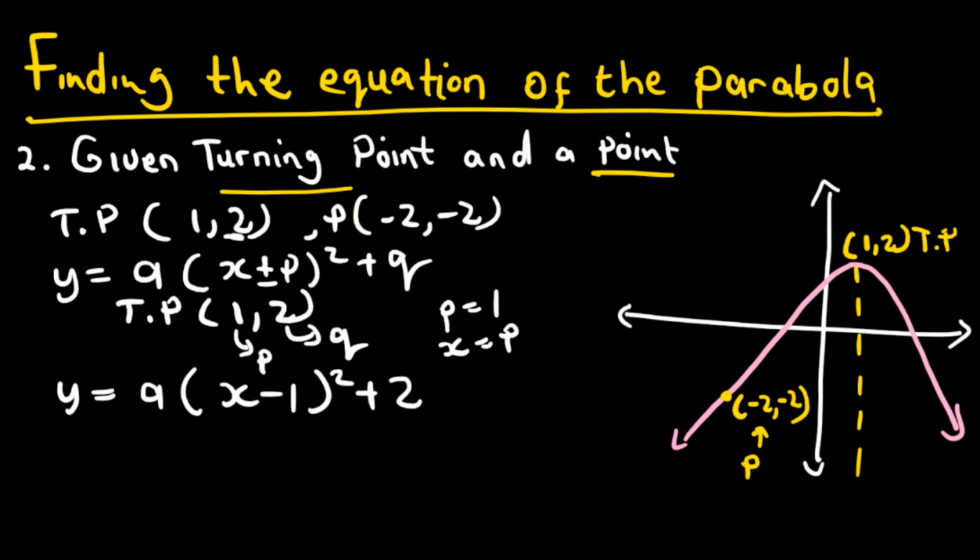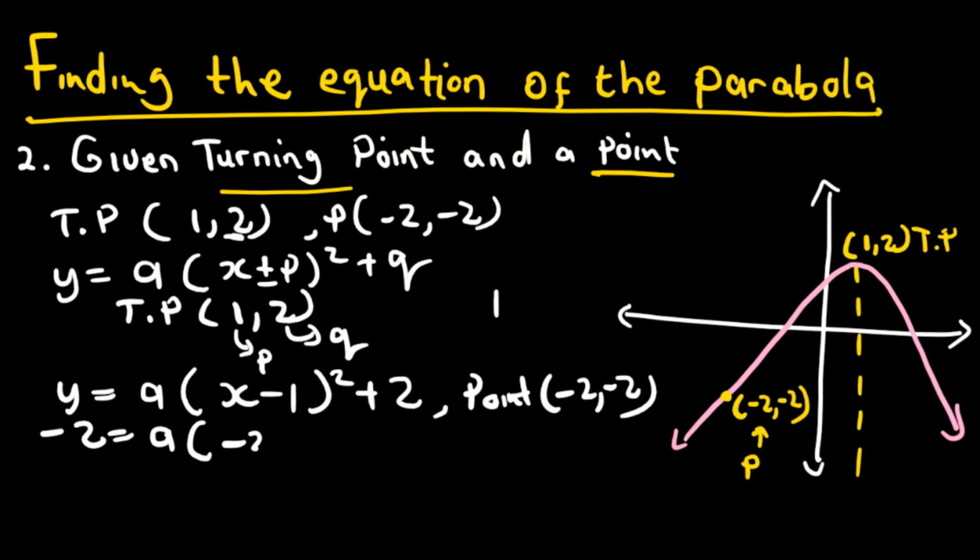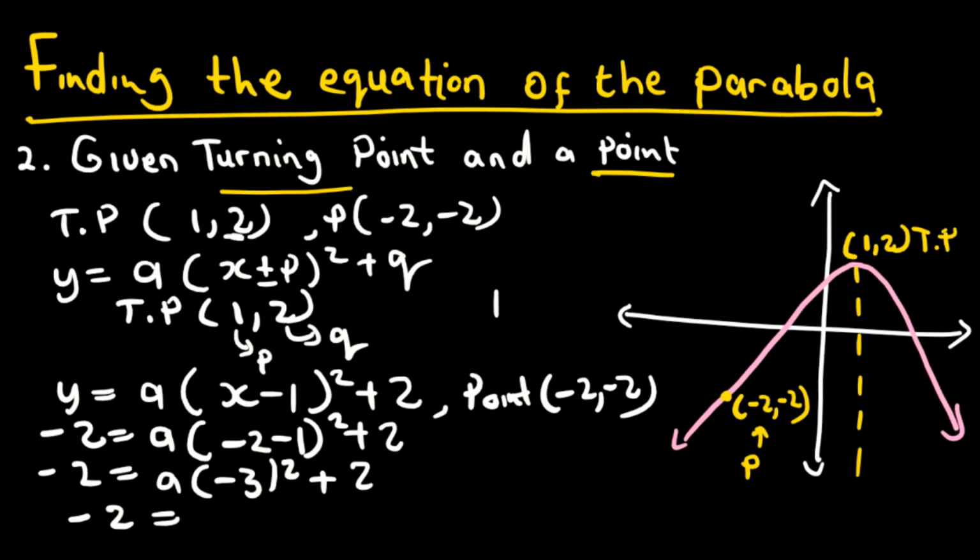But now the problem is you need to find the value of a. To find the value of a, you need to use the point that is given, which is minus 2 and minus 2. So you substitute the point here for the y value and here for the x value to find the value of a. Because y is minus 2, which is equal to a into (minus 2 minus 1) all squared plus 2. So minus 2 is equal to a into (minus 3) all squared plus 2. Having minus 2 is equal to 9a plus 2, right?